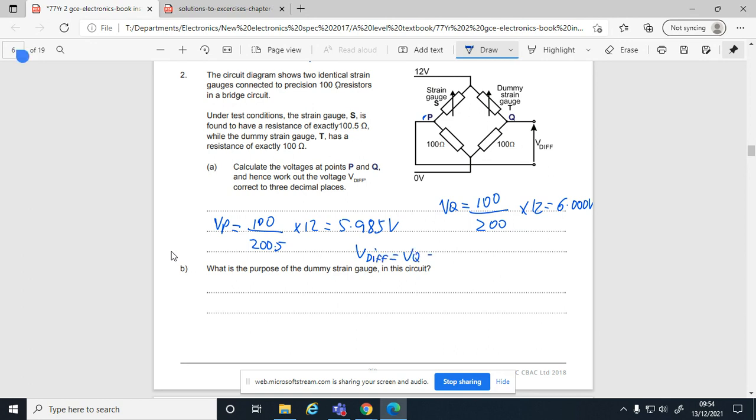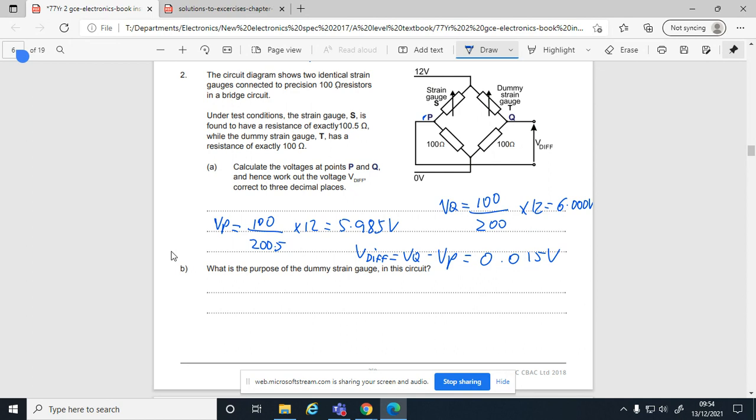And then obviously the difference, V diff, equals VQ minus VP. Sorry, yeah, Q minus P. So again, Q has a higher number than P this time, so it should be a positive answer, 0.015 volts, okay?